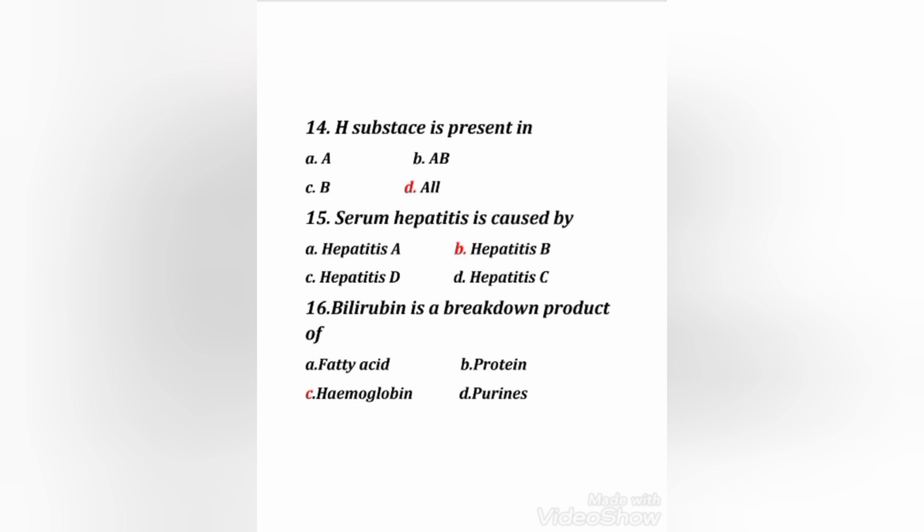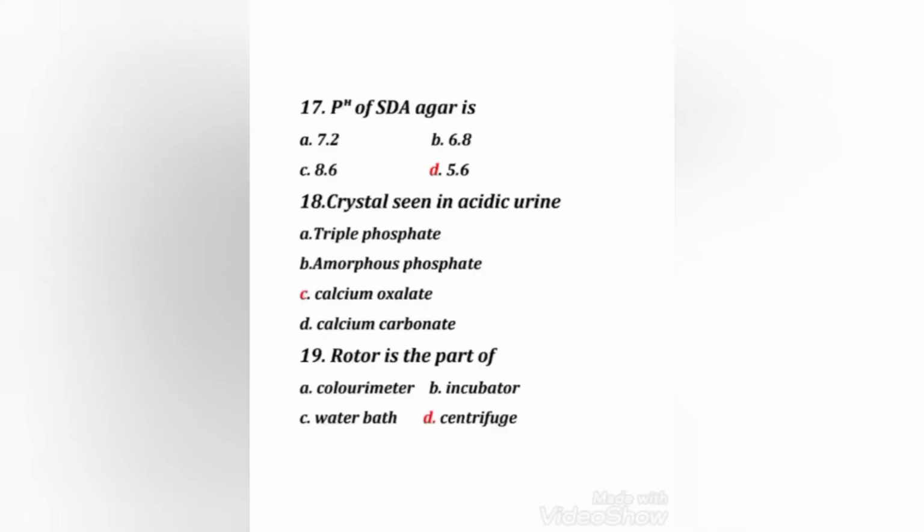Next question. Bilirubin is a breakdown product of fatty acid, protein, hemoglobin, purines. The right answer is option C. Bilirubin is a breakdown product of hemoglobin. So the right answer is option C, hemoglobin. Next question. pH of SDA agar is 7.2, 6.8, 8.6, 5.6. The right answer is option D, 5.6.